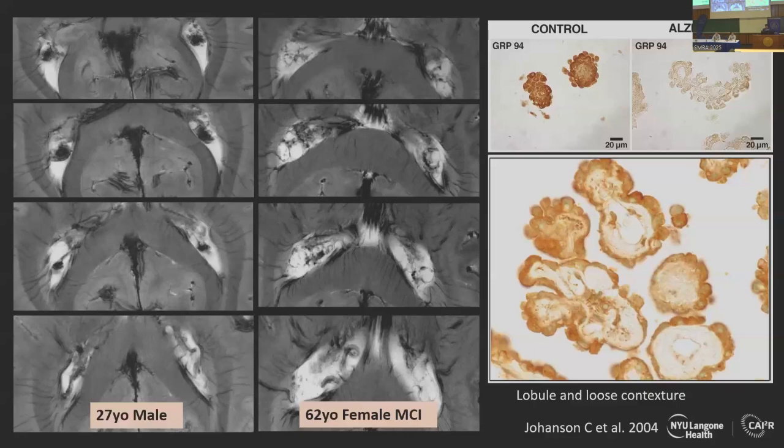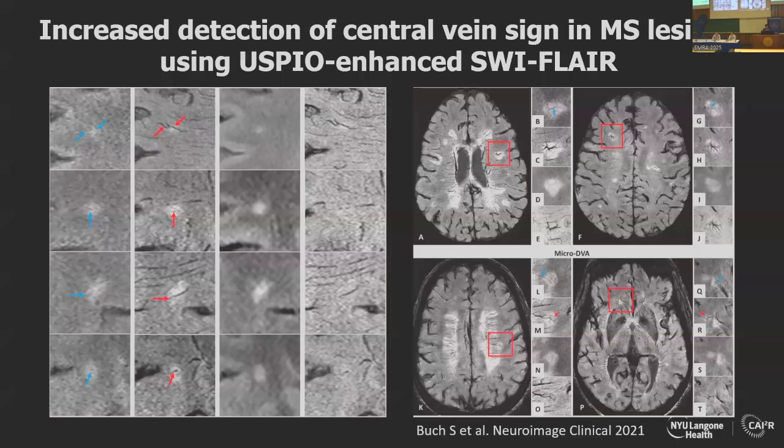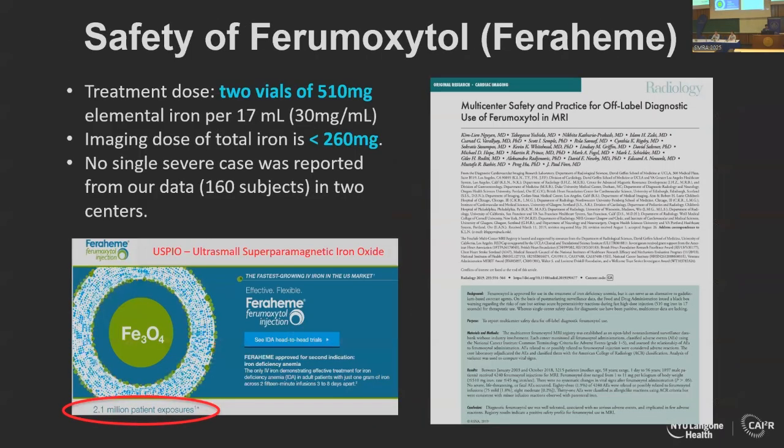And this is another case, for an MCI patient. We can see not only the size increased, but also cyst formation inside the choroid plexus. This matches quite well with the histopathology findings. Sagar also found increased detection of the central vein sign in MS lesions using USPIO-enhanced MRI. This is also quite interesting.